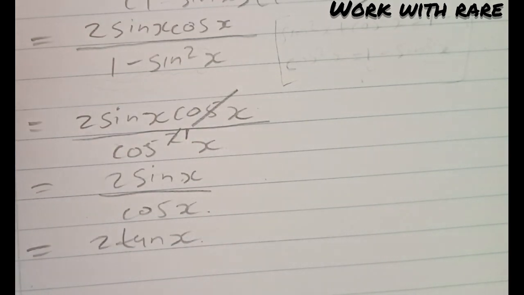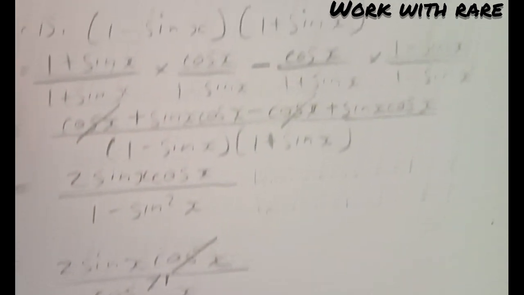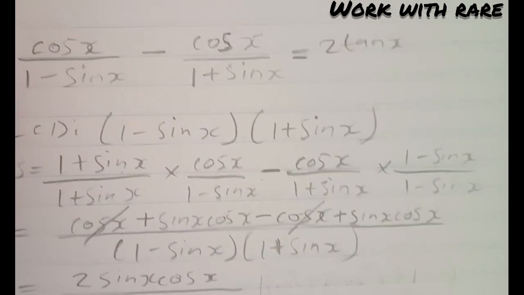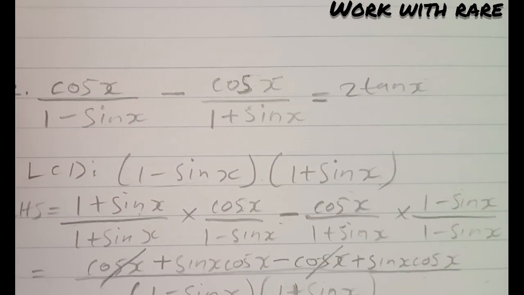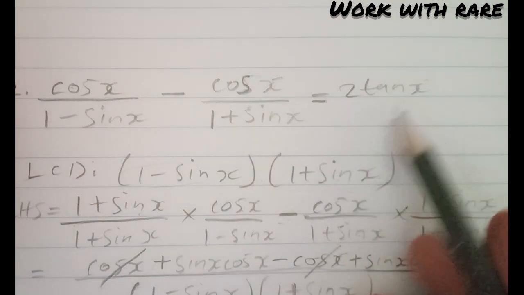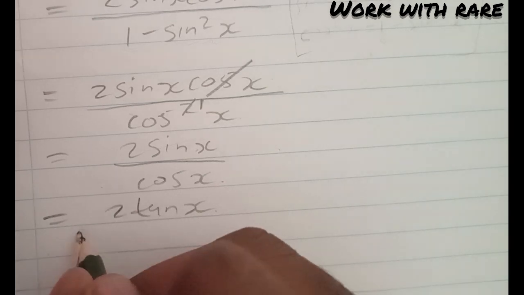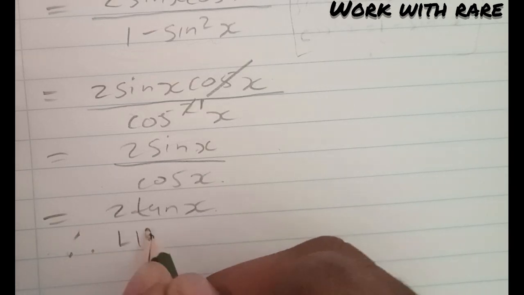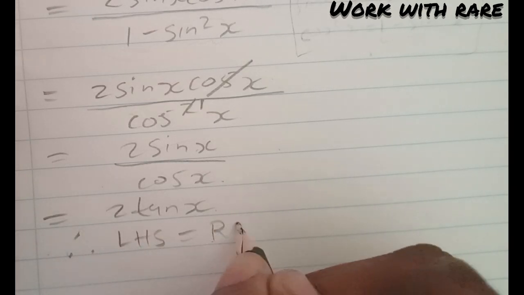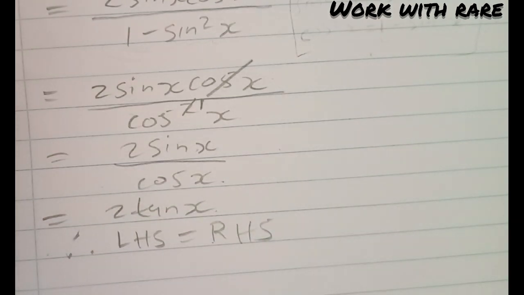Remember from our question, our right hand side is 2 tan x, so our final answer is 2 tan x. Therefore left hand side equals right hand side, so it is proven. So that's how we should do it.